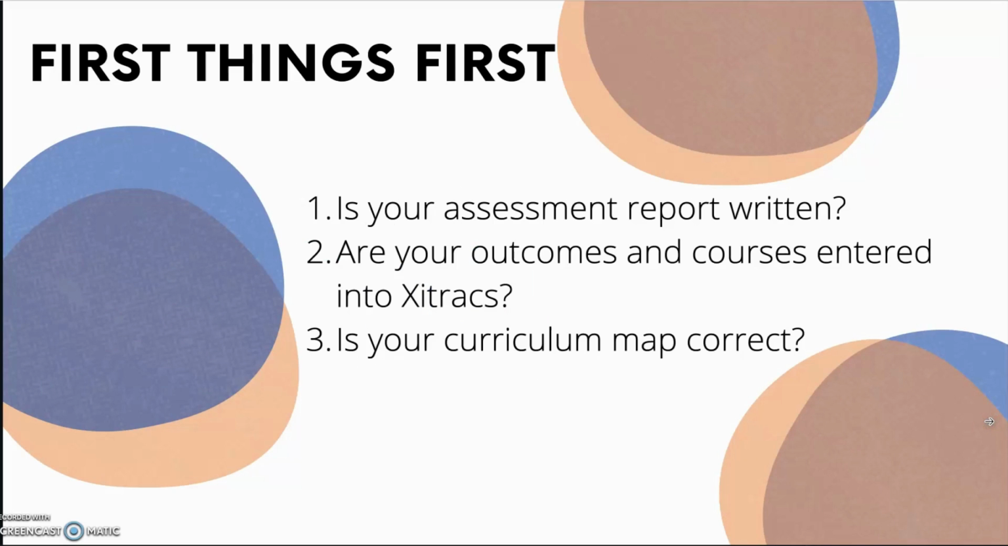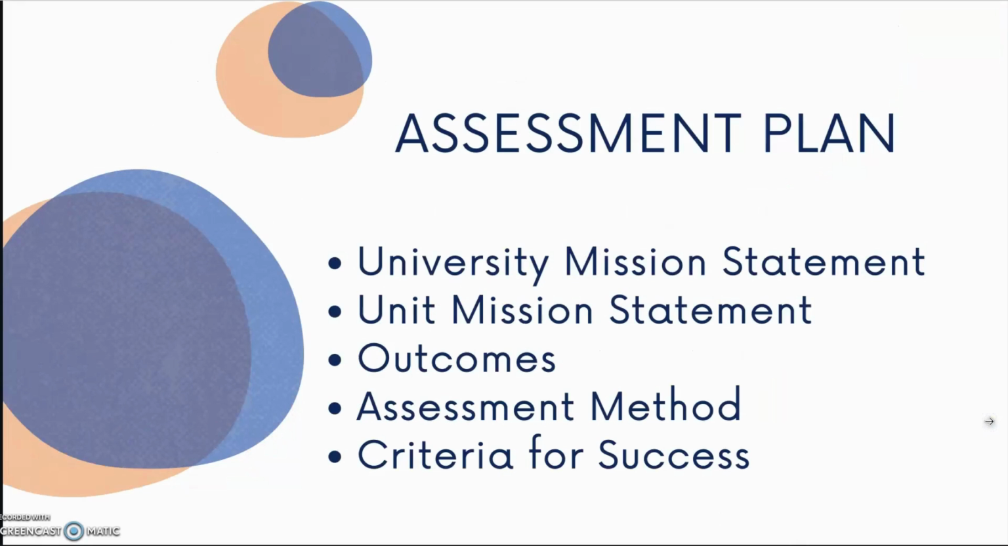So now that you've written your assessment report and entered your outcomes and courses into Xitracs and ensured that your curriculum map is correct, it's time to write your assessment plan. The fields that make up an assessment plan are University Mission Statement, Unit Mission Statement, this is your college mission statement, Outcomes, Assessment Method, and Criteria for Success. Let's walk through each of these fields individually.